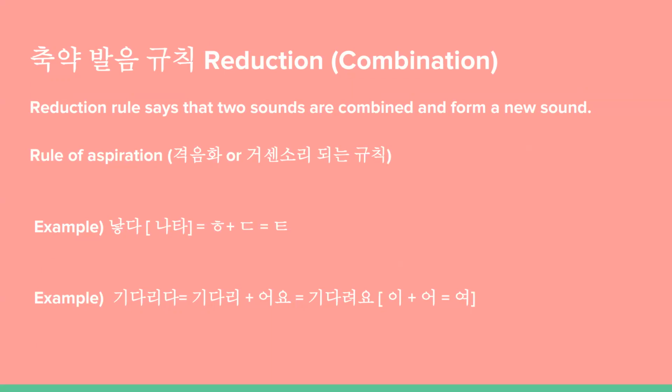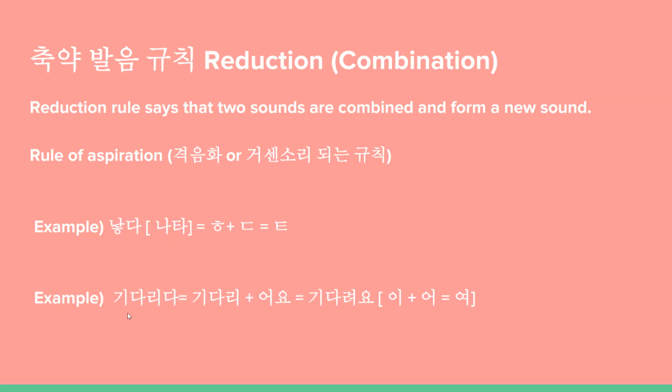For example, we have the word 나타. We write 나타, but we say 나타 because when hieut meets tigeut, it changes into tieut. So it will not be nachta, but it will be nata. Nata becomes aspirated. The tigeut becomes the aspirated tieut.